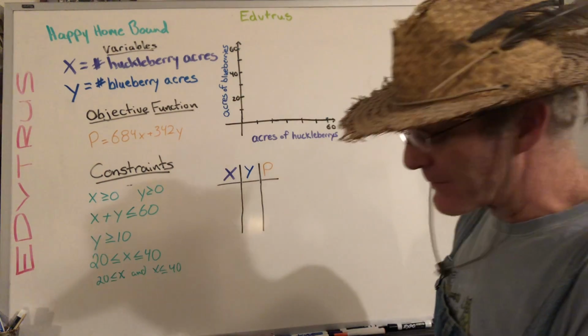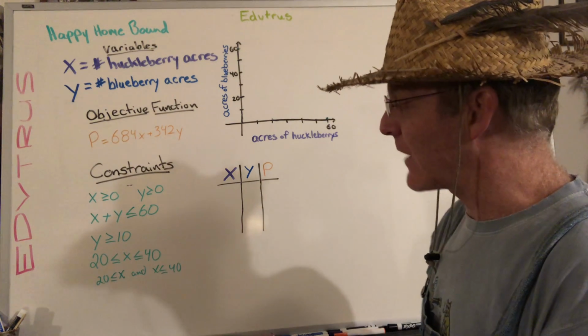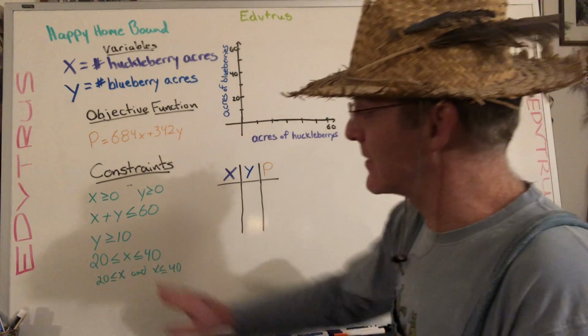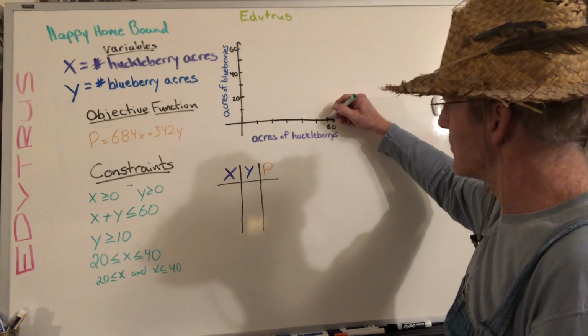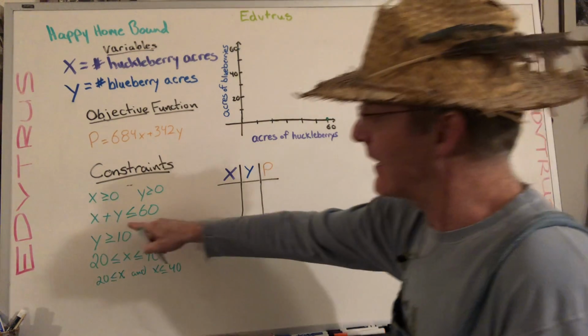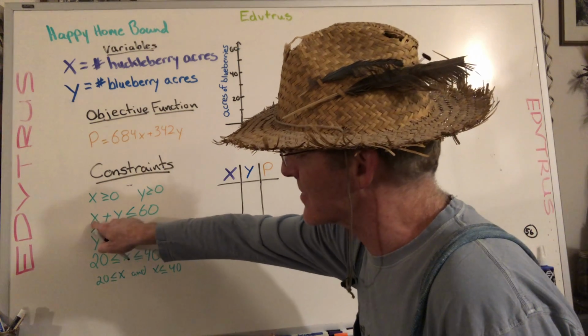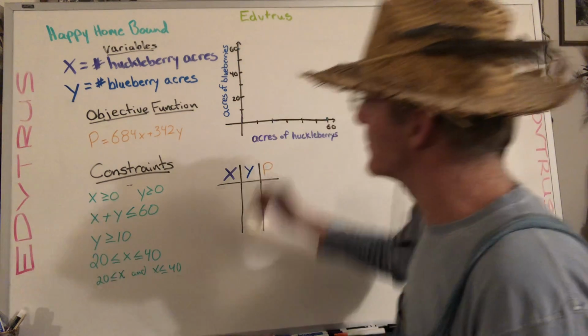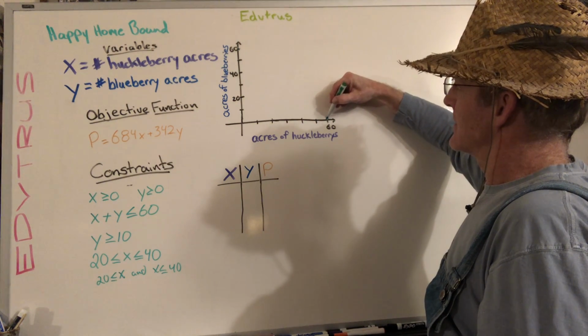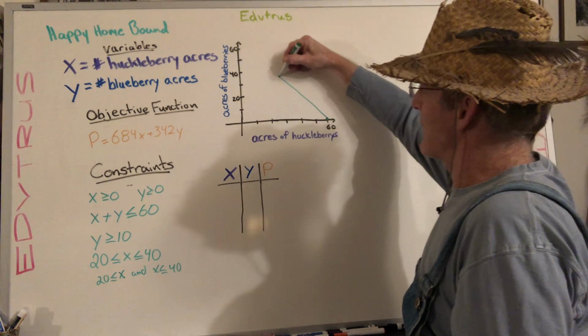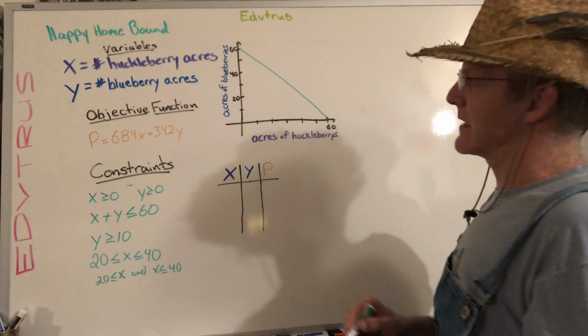So if I go to graph that over here, I'm going to graph that by intercepts. I'm going to realize that if Y is 0, X is 60. So I'm going to mark that point there. And if X is 0, right, Y would be 60. So I'll mark that point up there. So let's see. As best I can there.